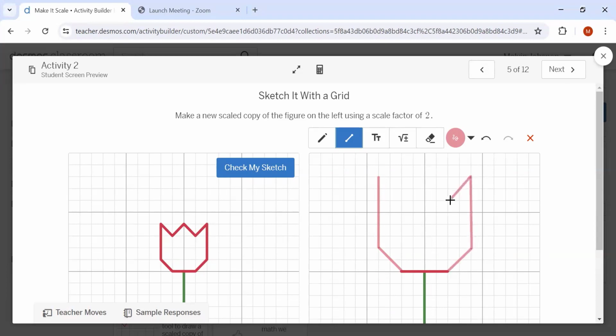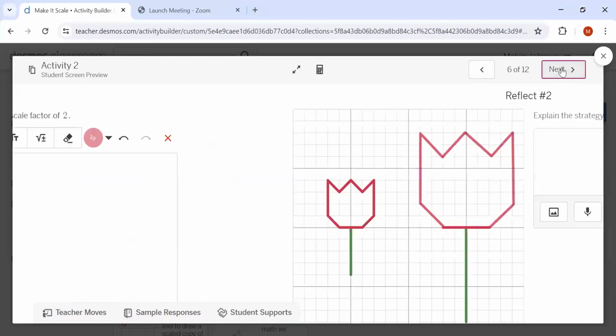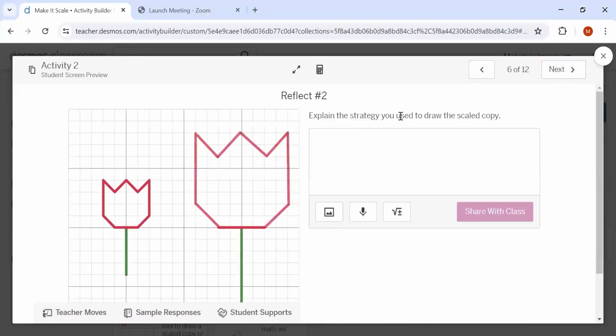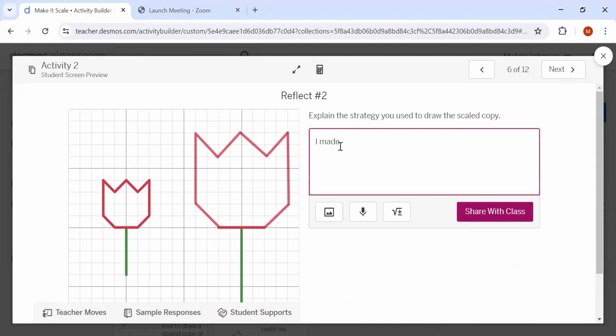Parents, don't be afraid of this. This is something that they must do in order to figure out how scale copies work, even on things that are not straight or boxes. So we move on, we see that the scale factor is there. The strategy was to count the blocks. We count the blocks on the left side for the original, and we double the blocks on the right side for the copy. That's how you are able to create the scale copy.